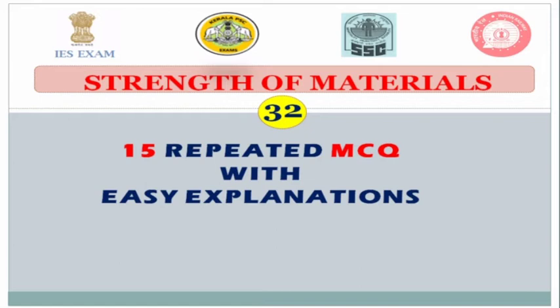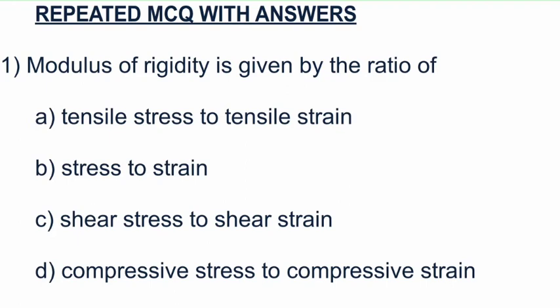So let's get into the video. First question, modulus of rigidity is given by the ratio of option A, tensile stress to tensile strain, option B, stress to strain, option C, shear stress to shear strain, and option D, compressive stress to compressive strain. Modulus of rigidity is given by the ratio of shear stress to shear strain. Option C is the answer.